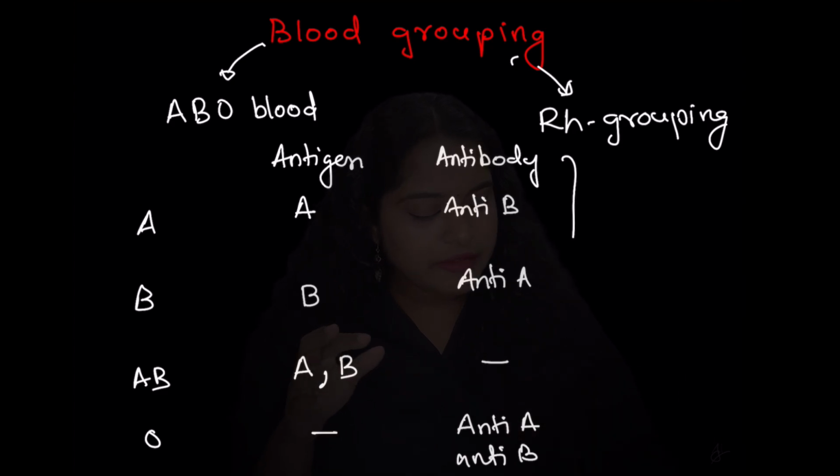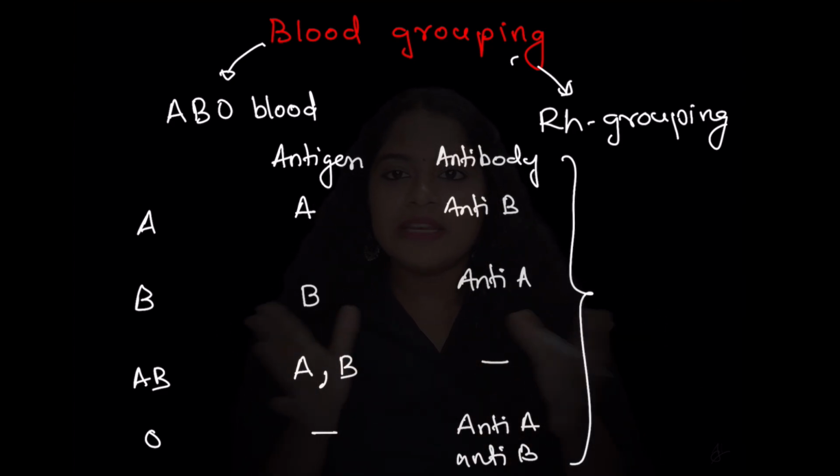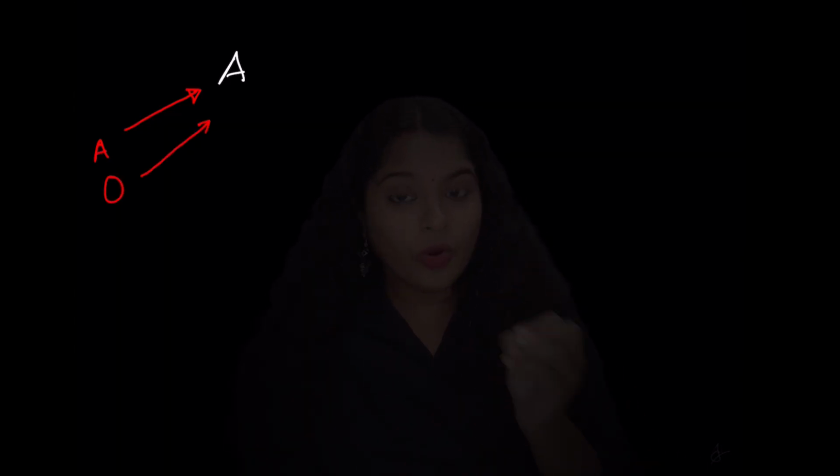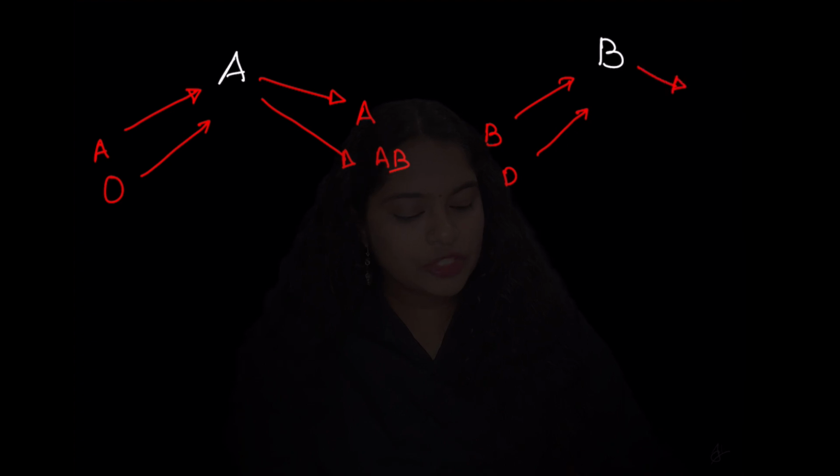So what you can understand from this is, we cannot mix and match the blood. So let us take blood group A. A person with blood group A can take blood from A blood group and can also accept blood from blood group O. But they can only donate blood to blood group A and AB. Same way, blood group B can take blood from B and O, but can only give blood to B and AB.